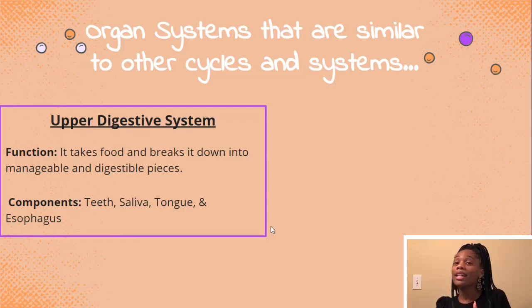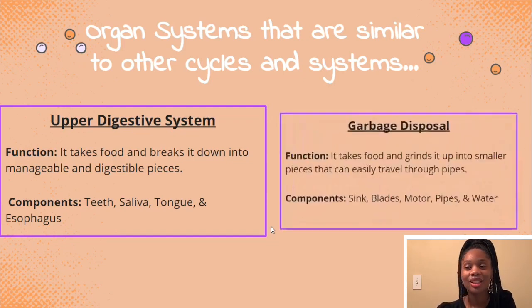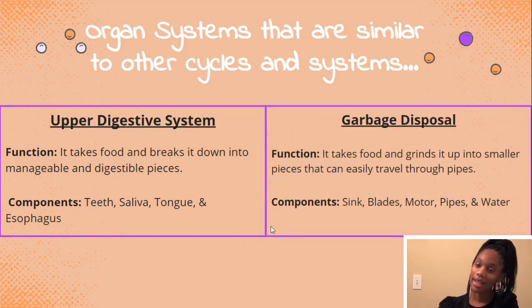All right, so what can we relate the upper digestive system to? Well, I'm going to give you a hint. It is something in the kitchen that also breaks down food. Let me give you a second just to think about that. Well, if you said garbage disposal, you are right. So I would compare the upper digestive system to the garbage disposal.